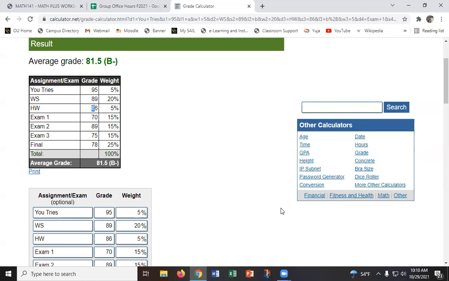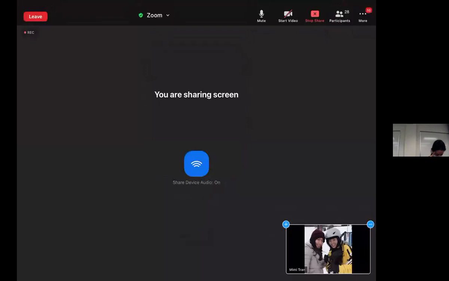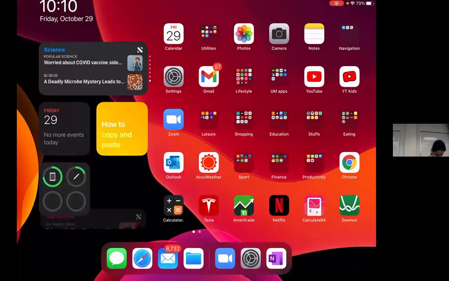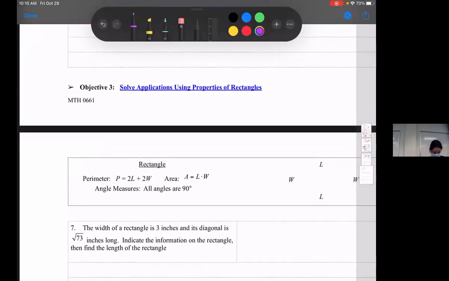Does anyone have any question about this before I move on to the last session? There's one more thing I need to talk about, which is very important. No? Okay, all right. Let me move on to objective 3, and then I'm talking about how the drop-in and all of that, how I'll offer you stuff. Objective 3 is solve applications using properties of rectangles.